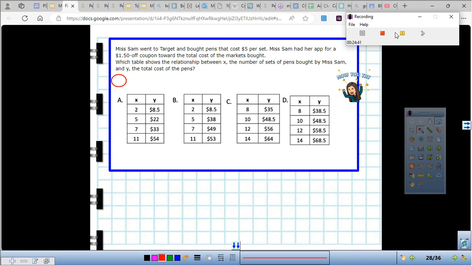Okay, so Miss Sam went to Target and bought pens that cost $5 per set. That's it. Per. That's your 5. It's going to be 5x. Sam bought $1.50 off coupon. That's your discount. So that's your equation. y is equal to 5x minus 1.50. My bad.